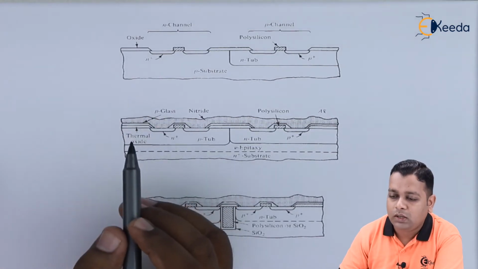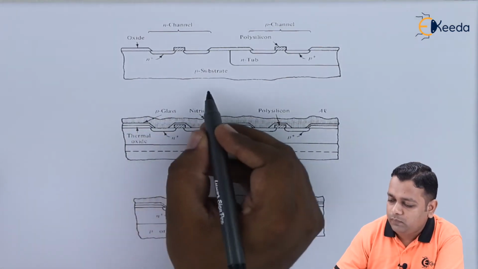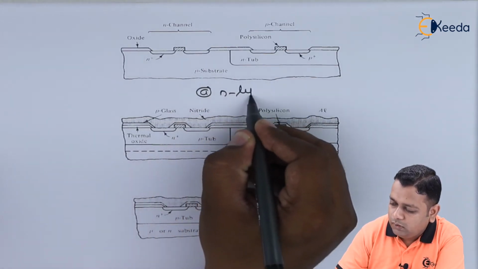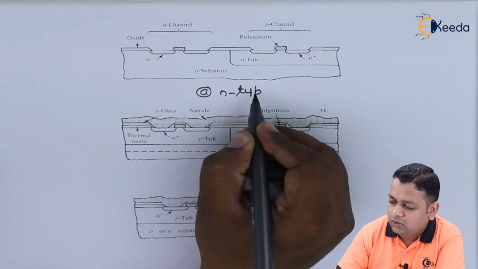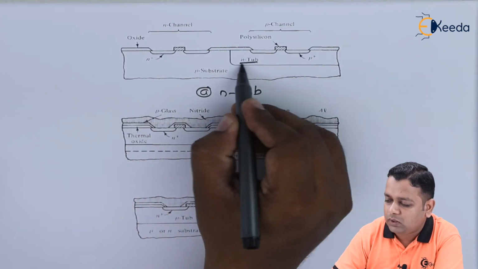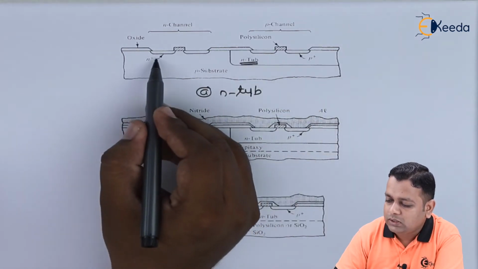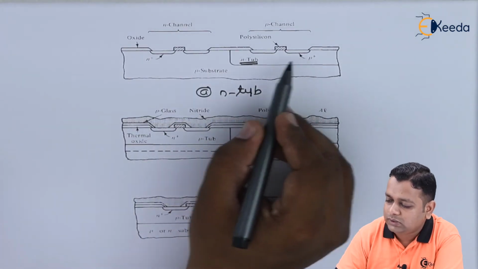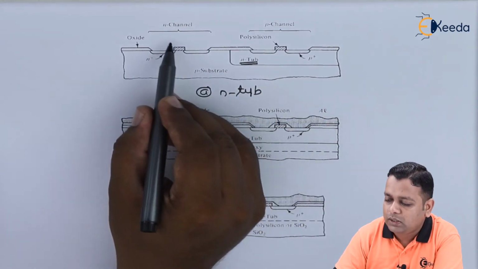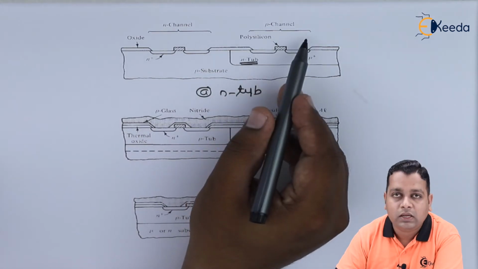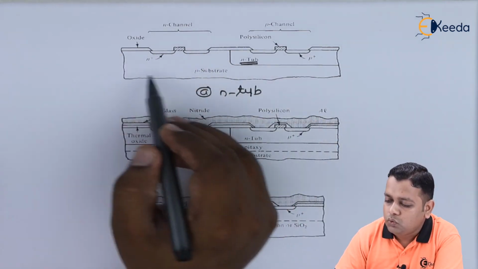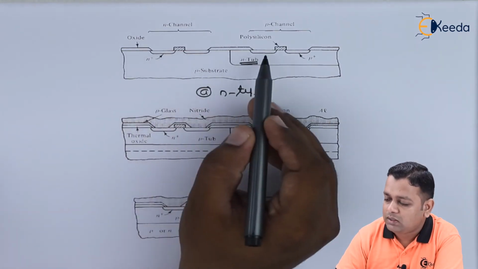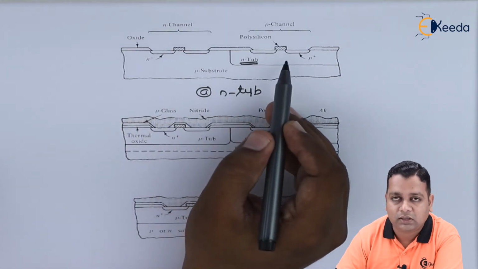So here we have the diagrams representing, for part A, the n tub formed in this particular p-type substrate that we can see here. Here are the n positive regions, these are the p positive regions, and in between there will be the n channel and the corresponding p channel, forming the two field effect transistors. The presence of the oxide and the polysilicon material is there here.